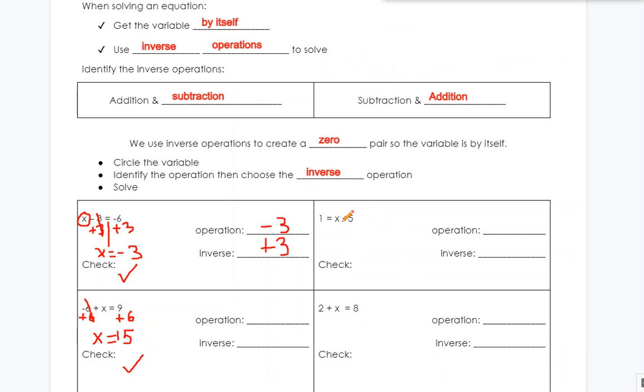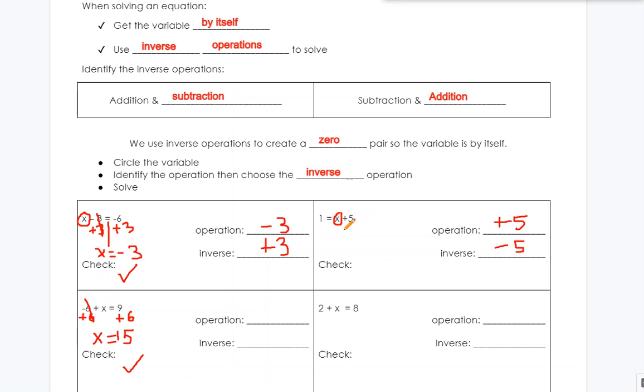Okay, so now let's look at these ones on the right. I have 1 equals x plus 5. Well, I want to get x by itself, right? So what's happening to it? Well, what's happening to it is a plus 5, right? So how could I get rid of it? Well, what's the opposite of a plus 5? It would be a minus, not minus 3, minus 5, okay? So we always do the inverse of what's happening.